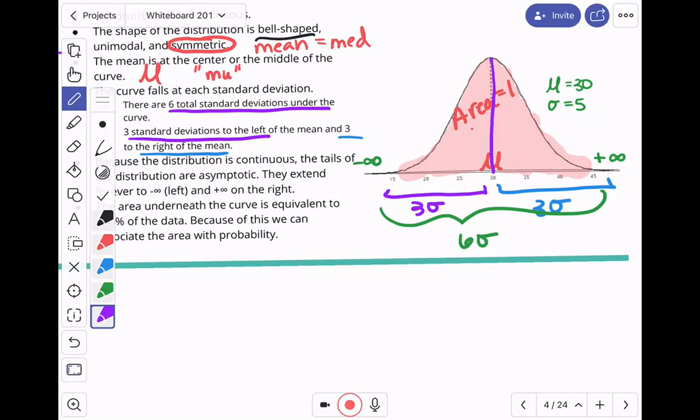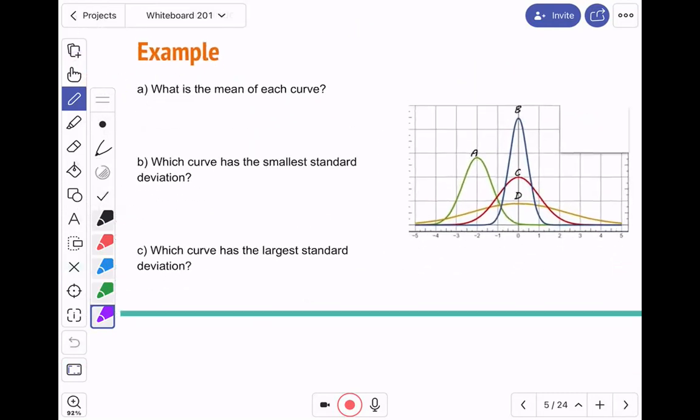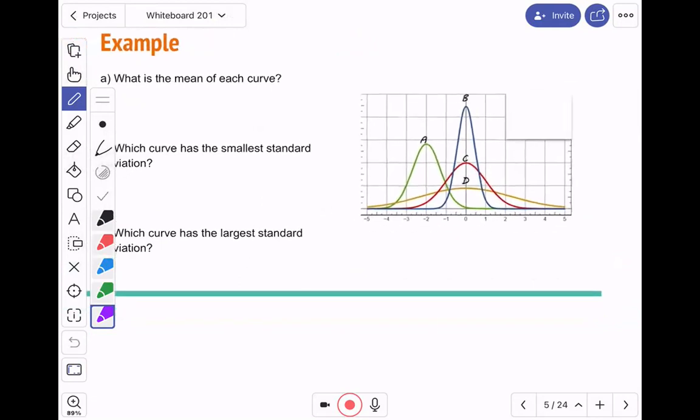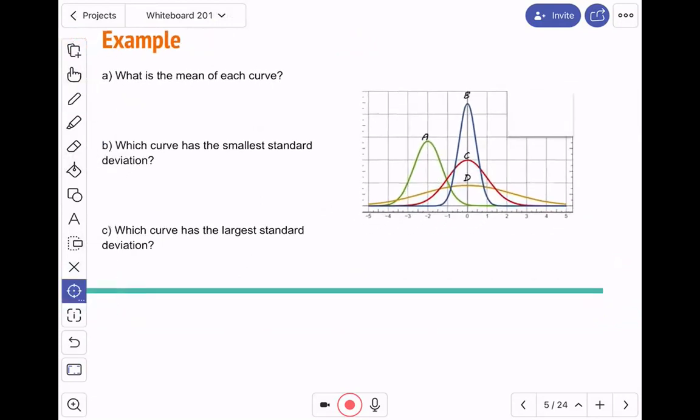Here's an example. For these 4 different curves, I want you to notice something about all 4 curves. All 4 curves are bell-shaped, unimodal, and symmetric, which means that they are all normal curves. Do we understand that? My question is, what makes these curves different?